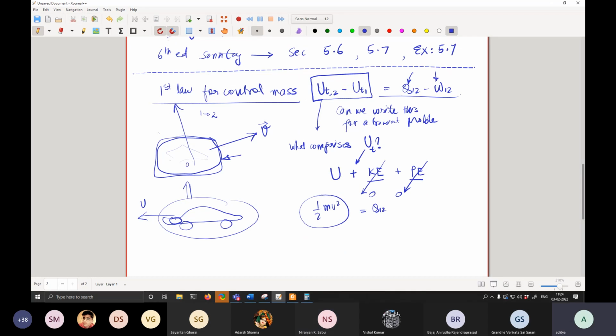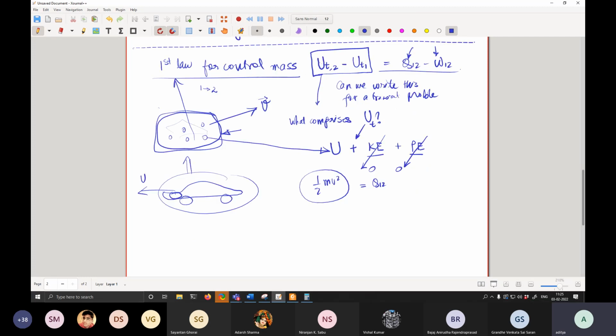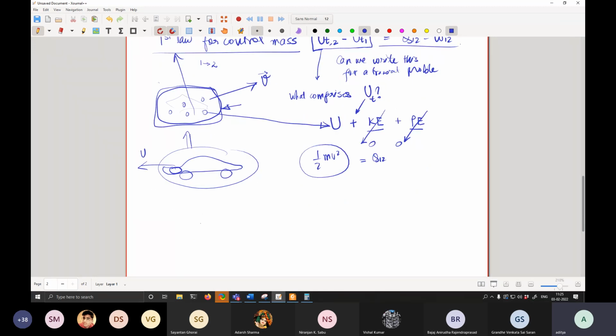Internal potential energy and all that is accounted for in this molecular internal energy. So what would be an example of potential energy change? A simple problem. You have a pulley connected to a mass, and you pull the string. So if this is the control mass, you're doing work on the system.